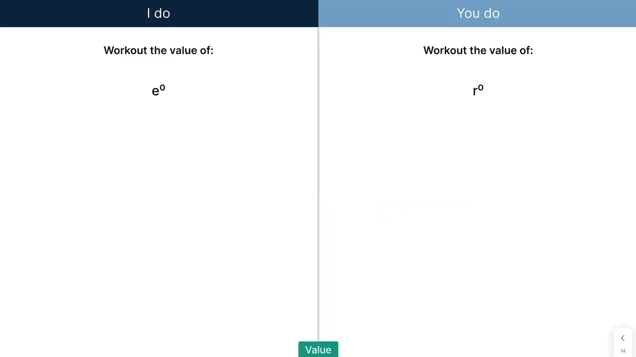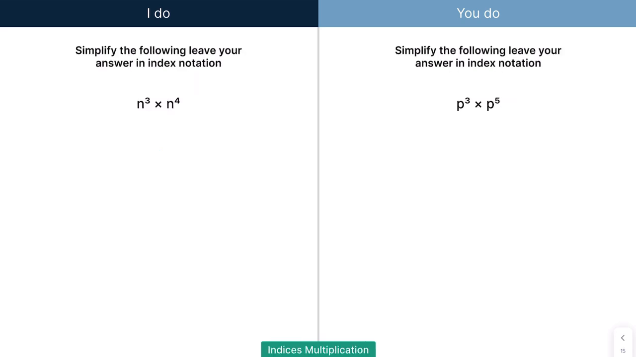Moving on. Now, anything raised to the power of 0 is 1. That's just a golden rule you need to remember. Even 5 to the power of 0 is 1. Any number to the power of 0 is 1. So here it says find the value of e to the power of 0. That's going to be 1. And again, exact same thing, anything to the power of 0 is going to be 1.